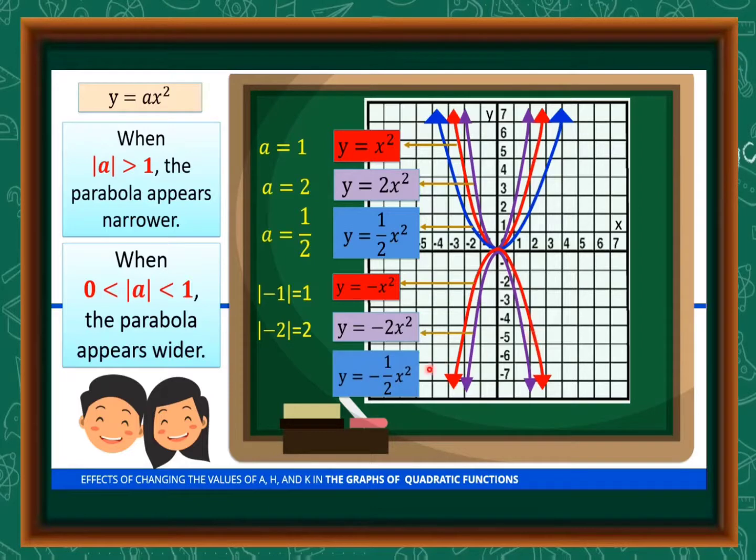Our last example is y is equal to negative 1/2 x squared. Again, we have a negative value of a. So, expect natin na ang ating parabola ay downward ang opening. And, kunin natin ang absolute value ng negative 1/2 which is 1/2. Ang 1/2 ay mas malaki sa 0 pero mas maliit sa 1. Kaya naman, ang kanyang graph ay magiging wider. So those are the effects of changing the values of a sa graphs ng quadratic functions.